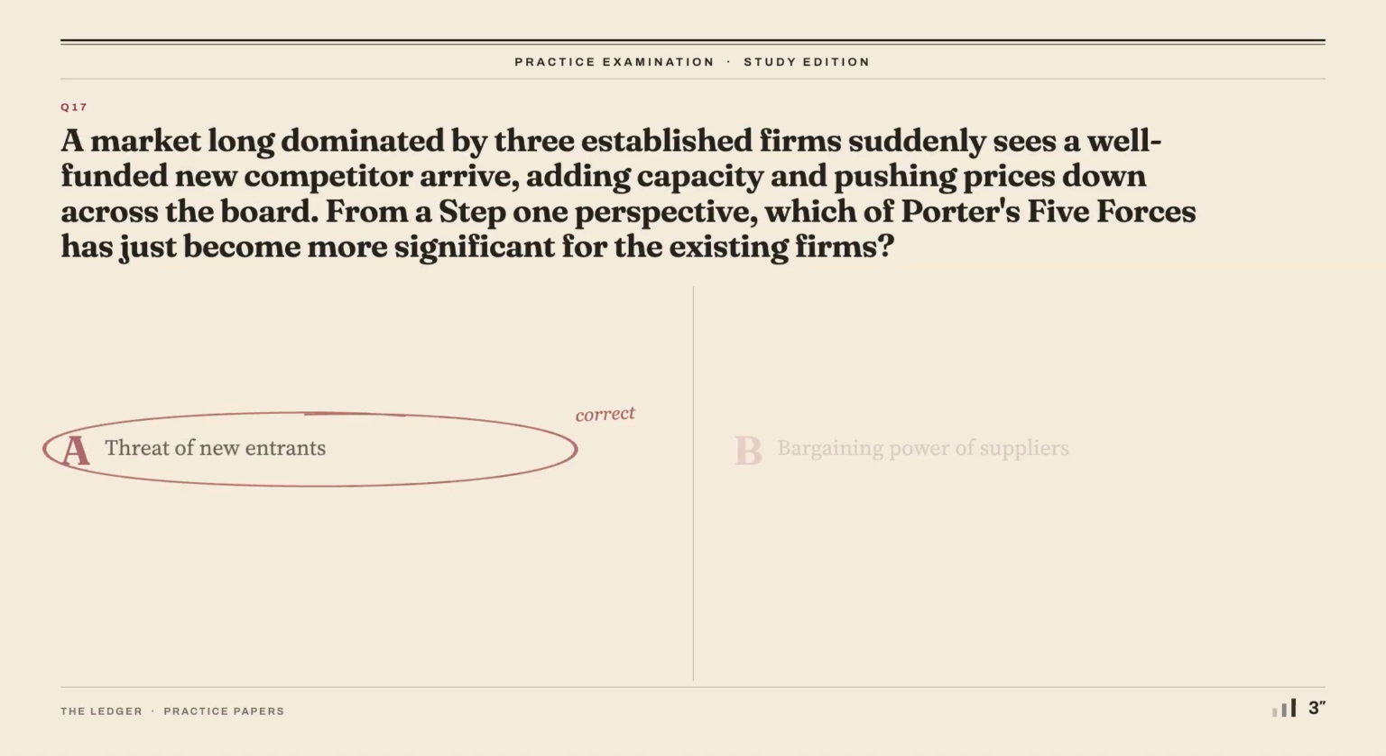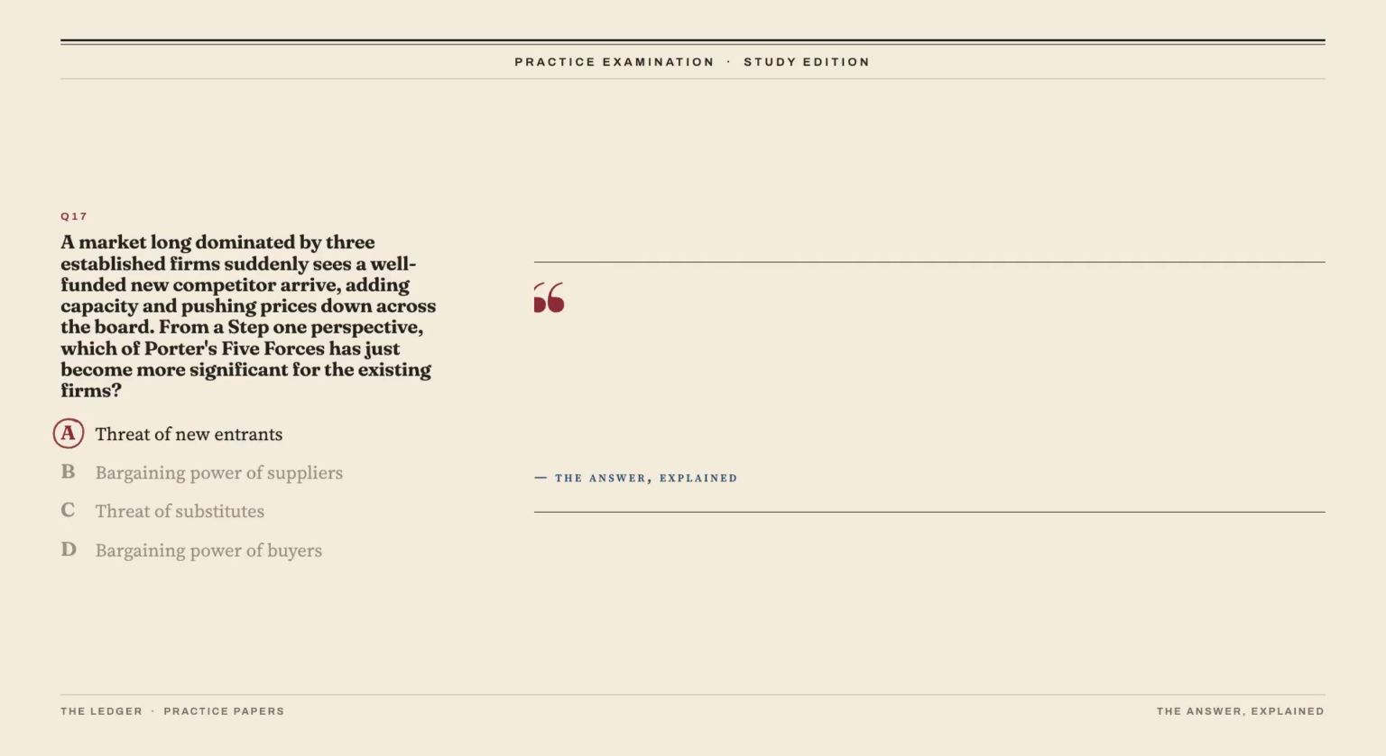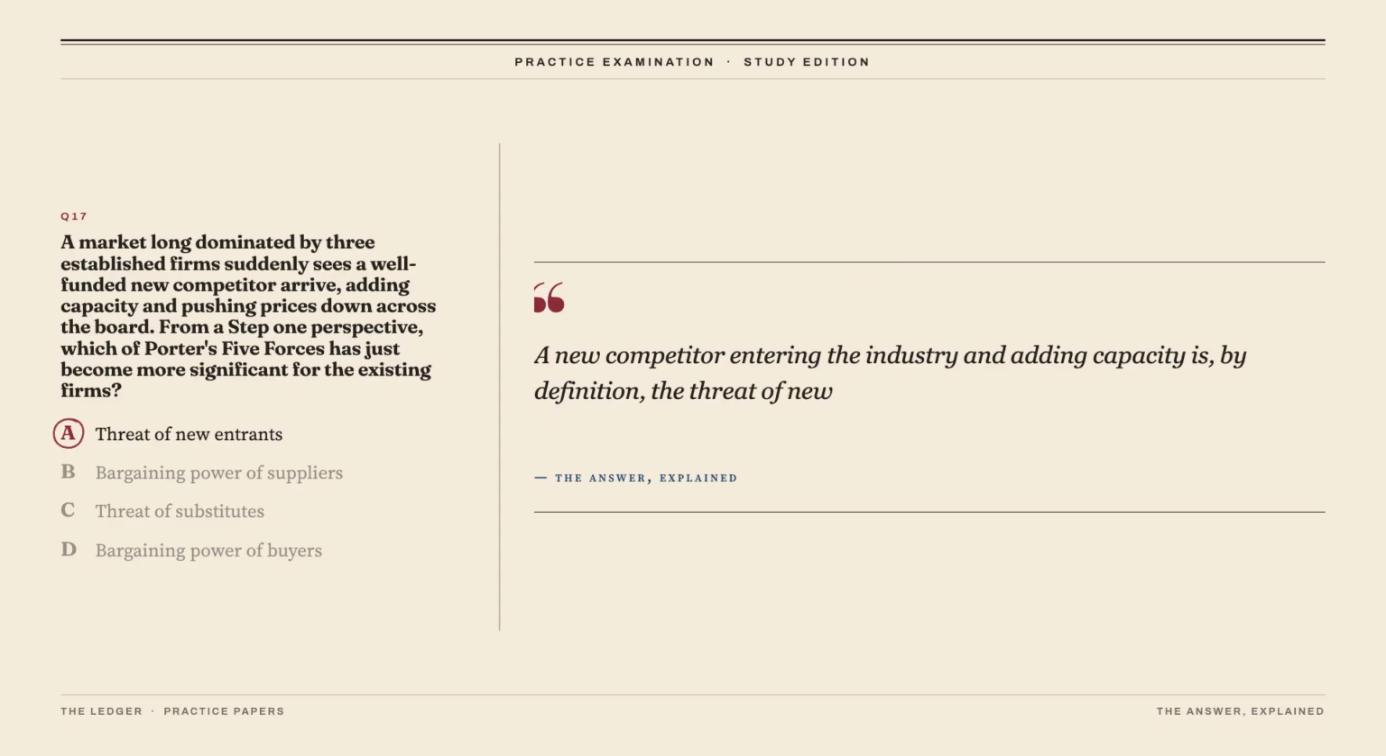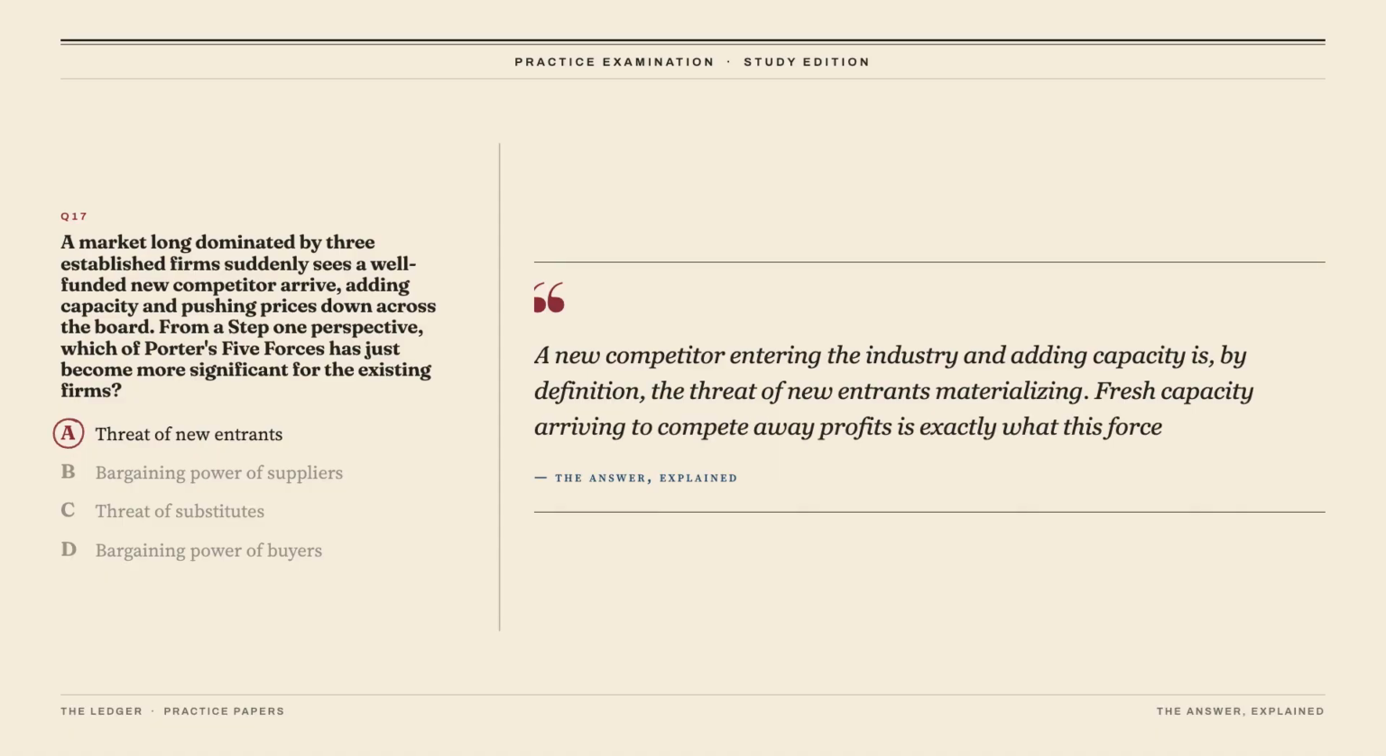The correct answer is A. Threat of new entrants. A is correct because a new competitor entering the industry and adding capacity is, by definition, the threat of new entrants materializing. Fresh capacity arriving to compete away profits is exactly what this force describes, and it tends to lower industry profitability.